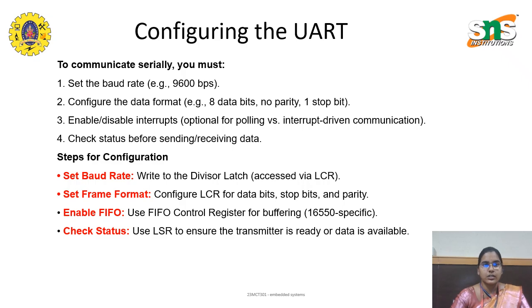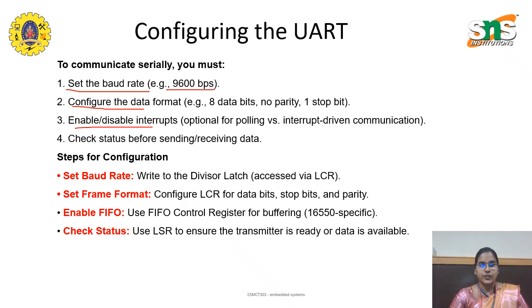Next is to configure the UART. To communicate serially, we must set the baud rate first, and the baud rate should be maintained to fetch the output also. We have to configure the data format, whether it is 8-bit data, no parity, and one stop bit, etc. We can enable or disable interrupts; that is optional, since polling via IN is one option, versus interrupt-driven communication. We also check the status before sending or receiving the data. So we set the baud rate, configure the data type we are using, enable or disable the interrupts if needed, and check whether it is ready to send and receive the data.